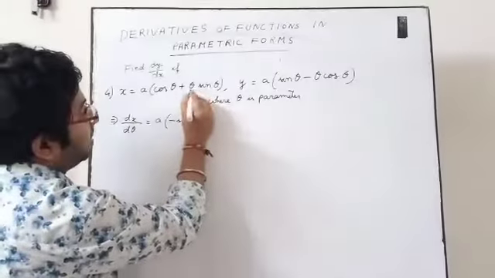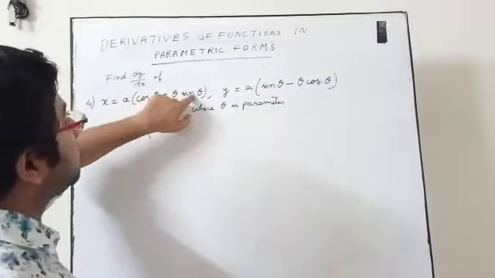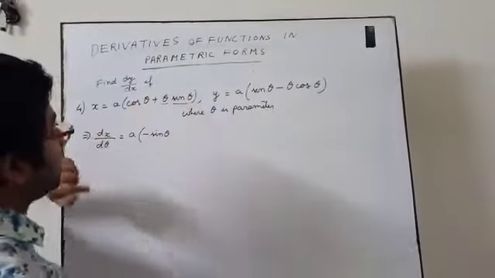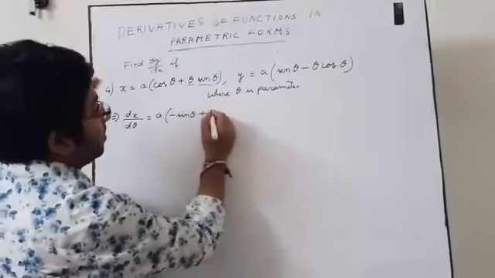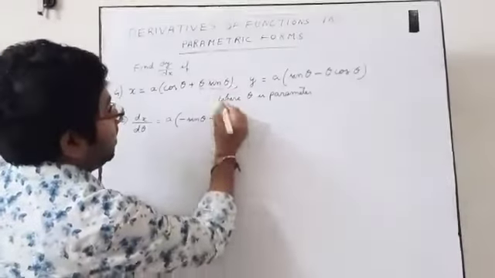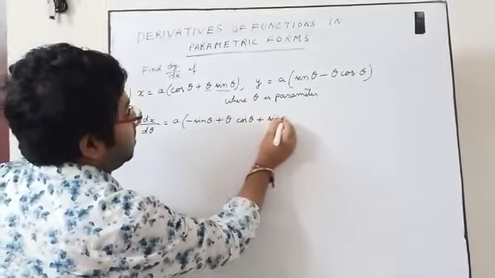But this is a product of two functions, theta and sin theta. So what will we do? The first function is algebraic, the second is trigonometric. So first function theta into the derivative of sin theta, which is cos theta, plus sin theta into d by d theta of theta.